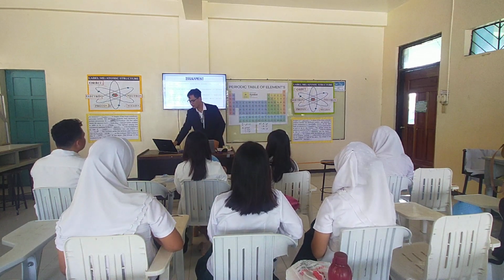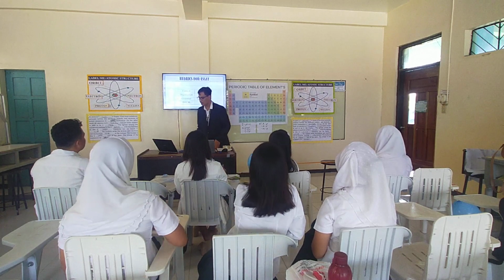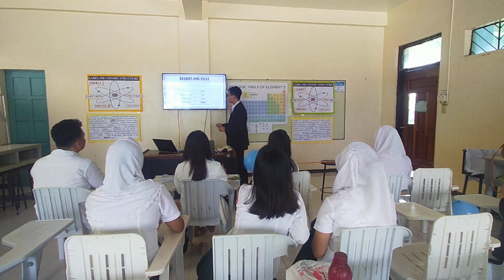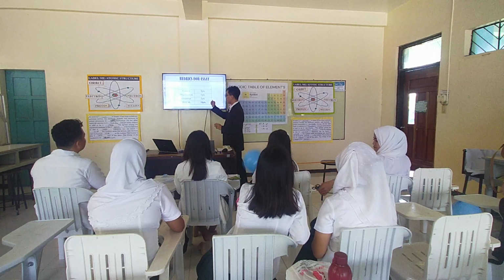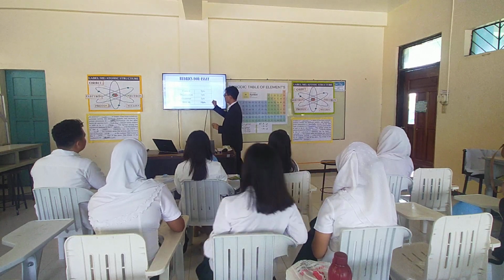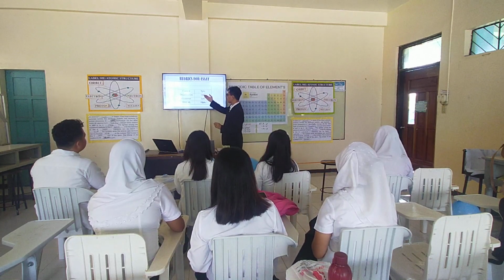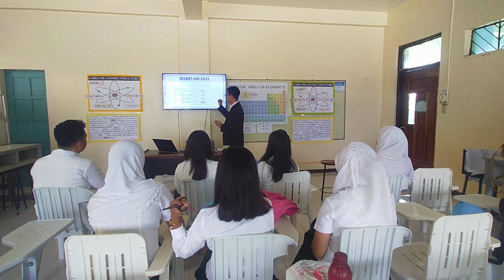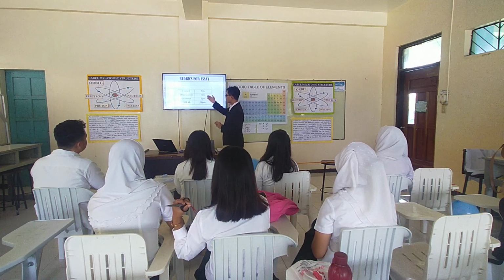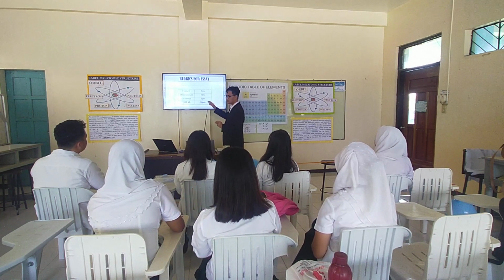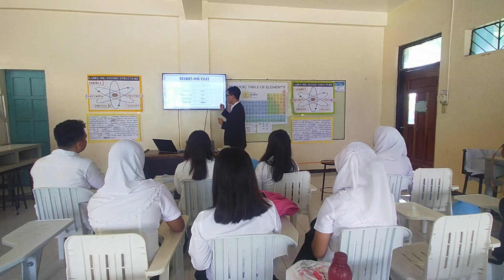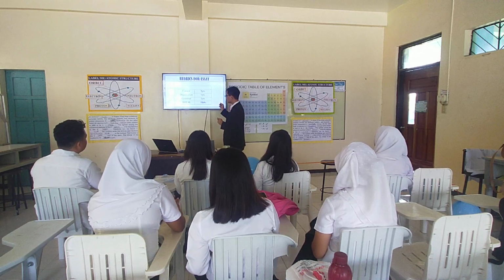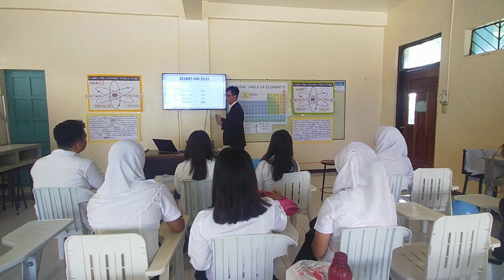Take note also of the rubrics for your assignment. If your content is correct, you will be given 3 points. For your organization, 1 point. Grammar, 5 points. For each number, if you get all of this, you will be given 10 points. And all in all, this activity is 15 points.